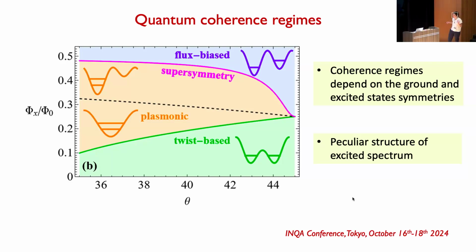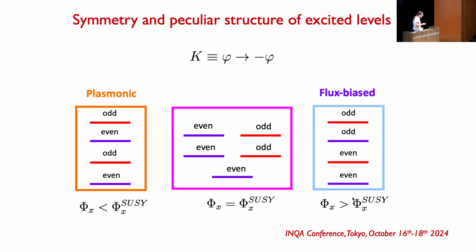Then we started to ask ourselves, but what's special of this point? It's strange because the spectrum has a peculiar structure, and we were wondering, is there something strange? Let's look a bit more in detail.